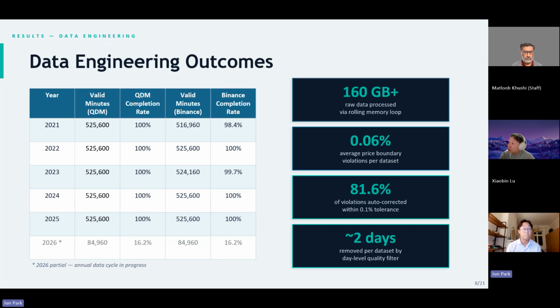Price boundary violations were minimal, so just 0.06% of timestamps on average, with around 82% of those falling within that auto correction threshold. And then also crucially, the day level quality filter only removed an average of 2 days per 5 years for each data set, which indicates that genuine corrupt data was pretty rare. And so what this gives us ultimately is a set of high integrity cross-source data sets that accurately reflect the structural behavior of the market.